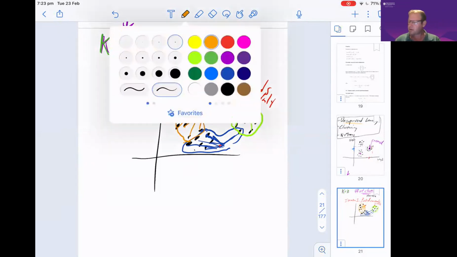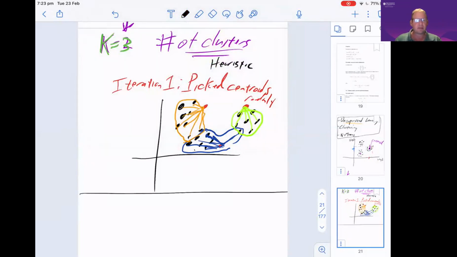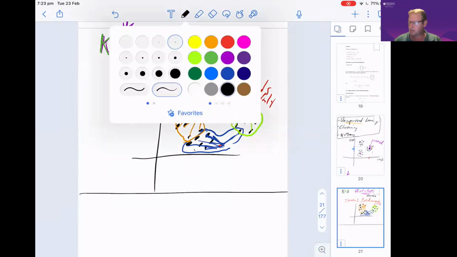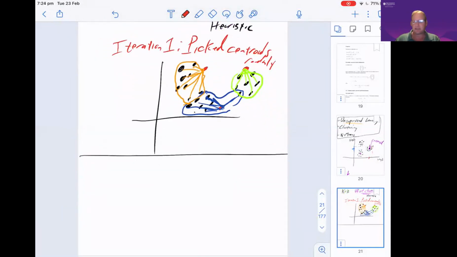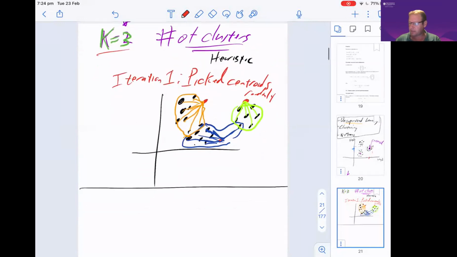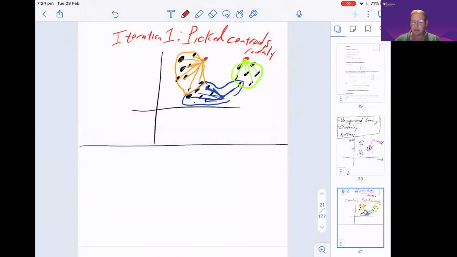Okay, so this was iteration 1. We're not done though. What do you think we're going to do now in iteration 2? So now we've got some candidate clusters. Okay, k equals 3. What are we going to do in iteration 2? Suggestions. 3 new centroids, not centers. Okay, centroids of clusters, exactly.